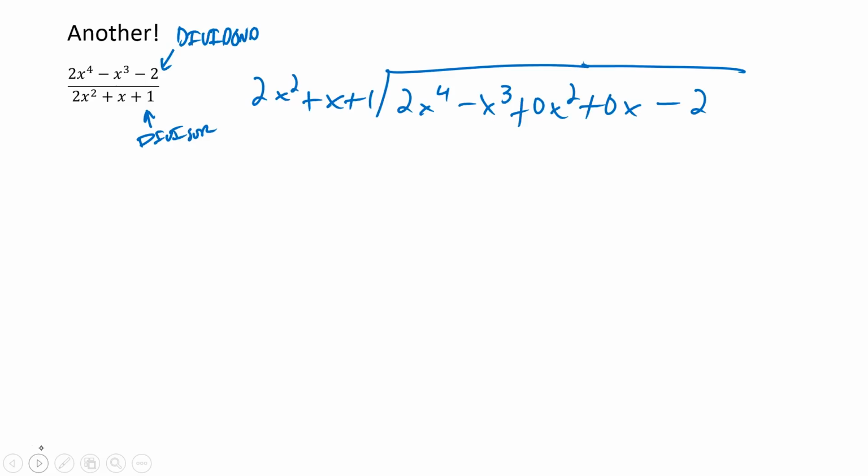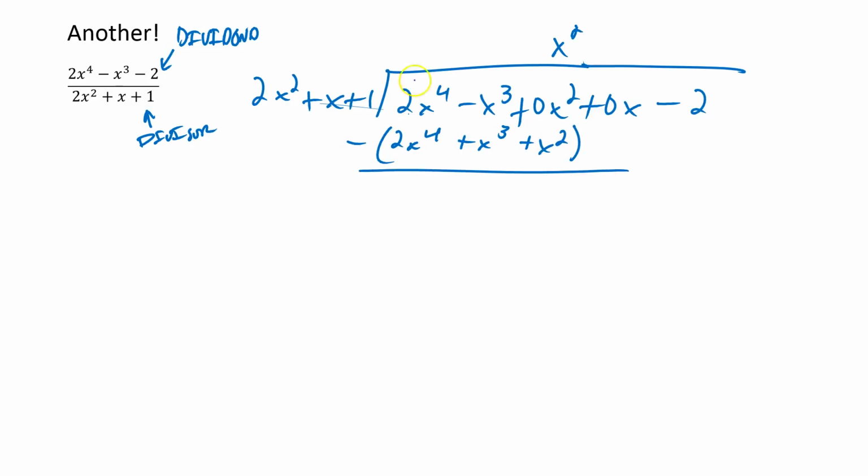All right, so let's see here. 2x squared needs to be multiplied by what to make 2x to the 4th? I think we need to multiply by x squared. The reason we do that is because now we multiply by the entire thing. That should cancel out our first term. x squared times 2x squared is 2x to the 4th. x squared times x is a positive x cubed. And x squared times 1 is a positive x squared. Now we subtract all those.